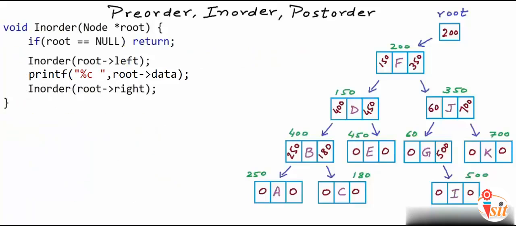Inorder traversal of this example tree that I have drawn here will be this. This particular binary tree is actually also a binary search tree. And inorder traversal of a binary search tree would give us elements in the tree in sorted order.